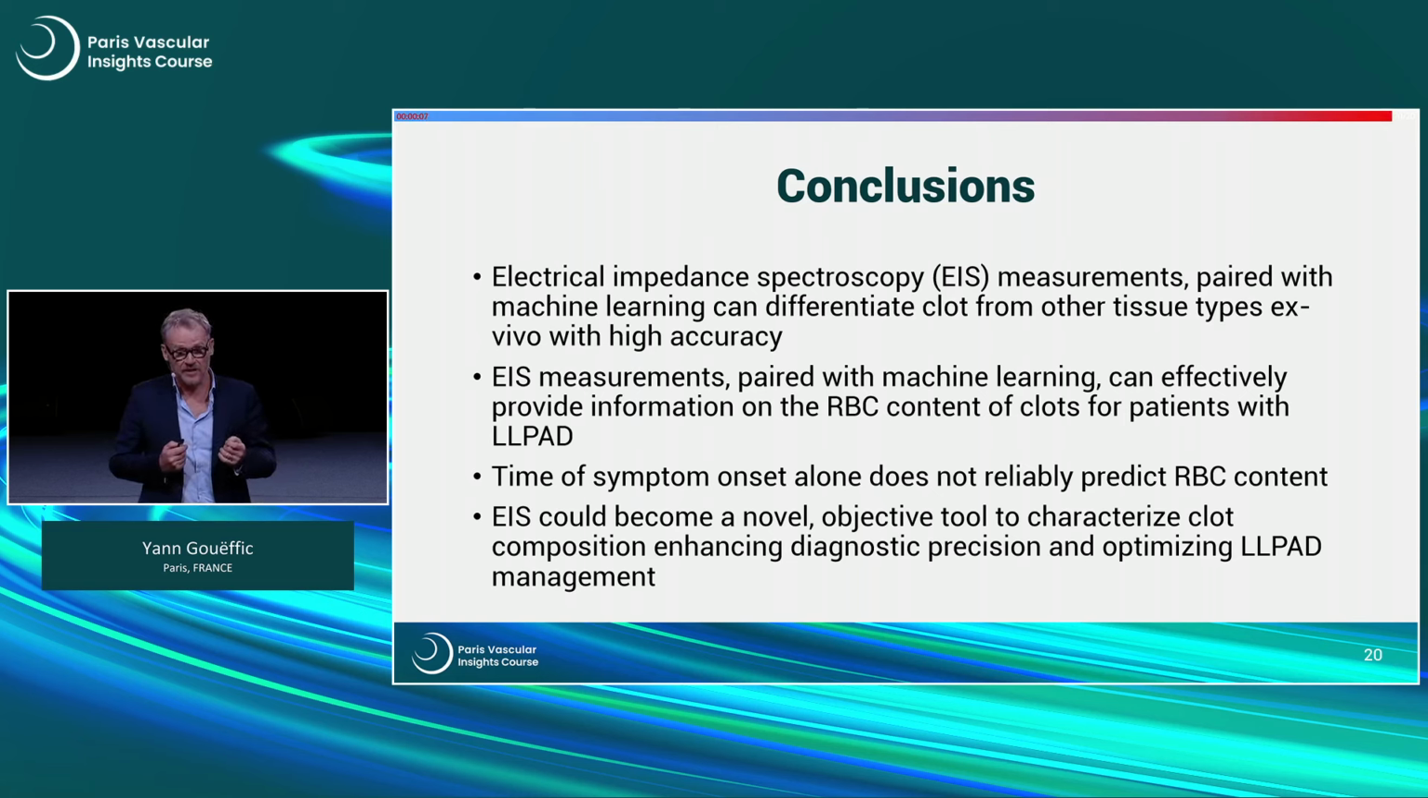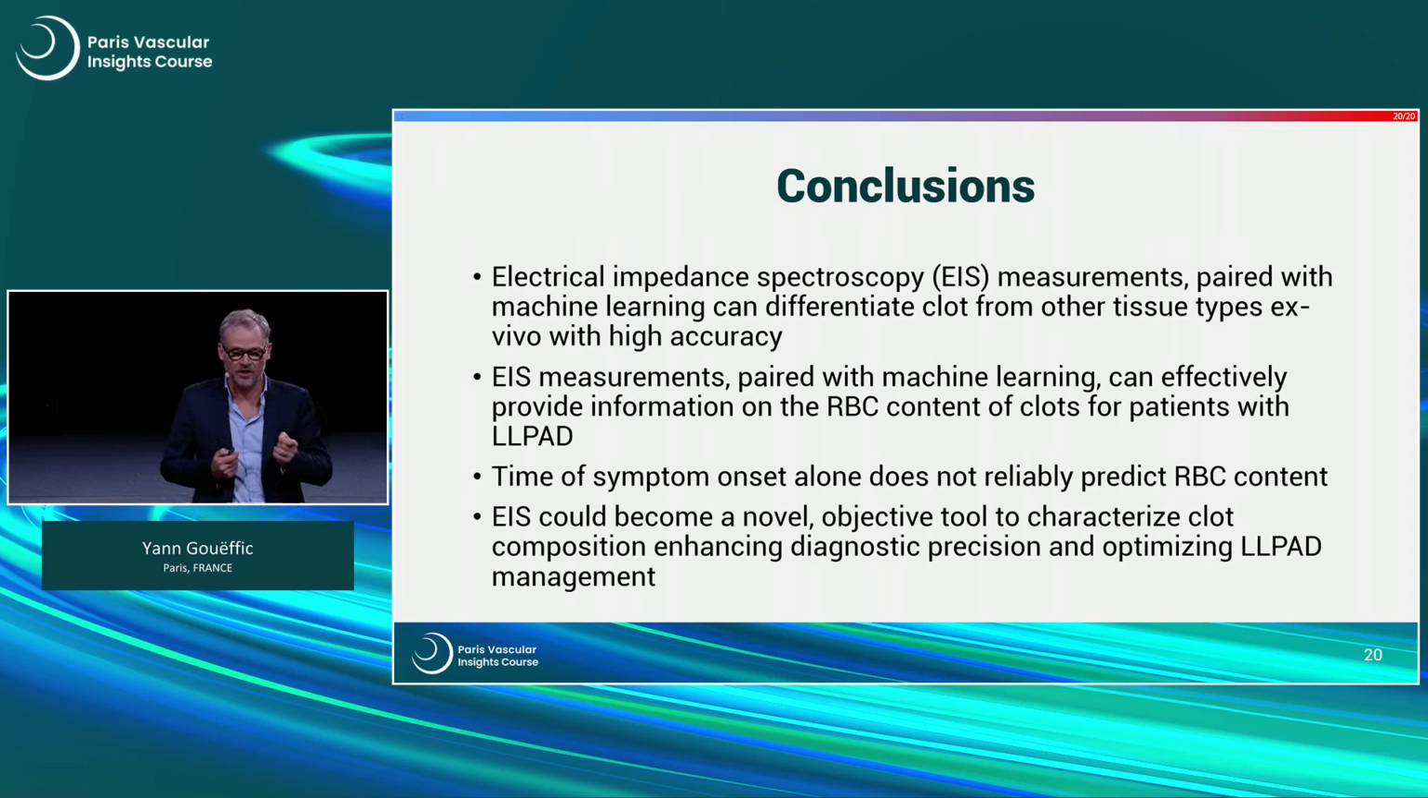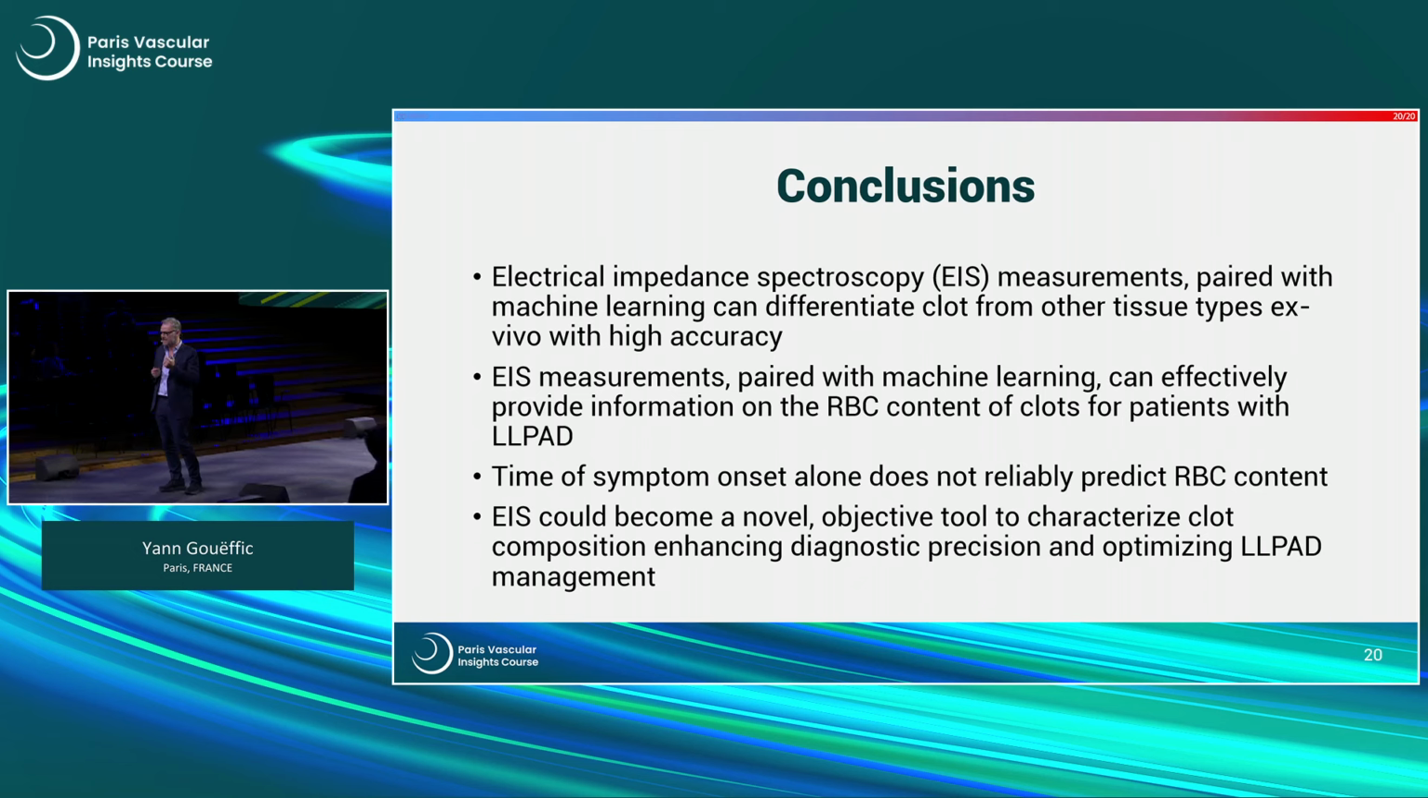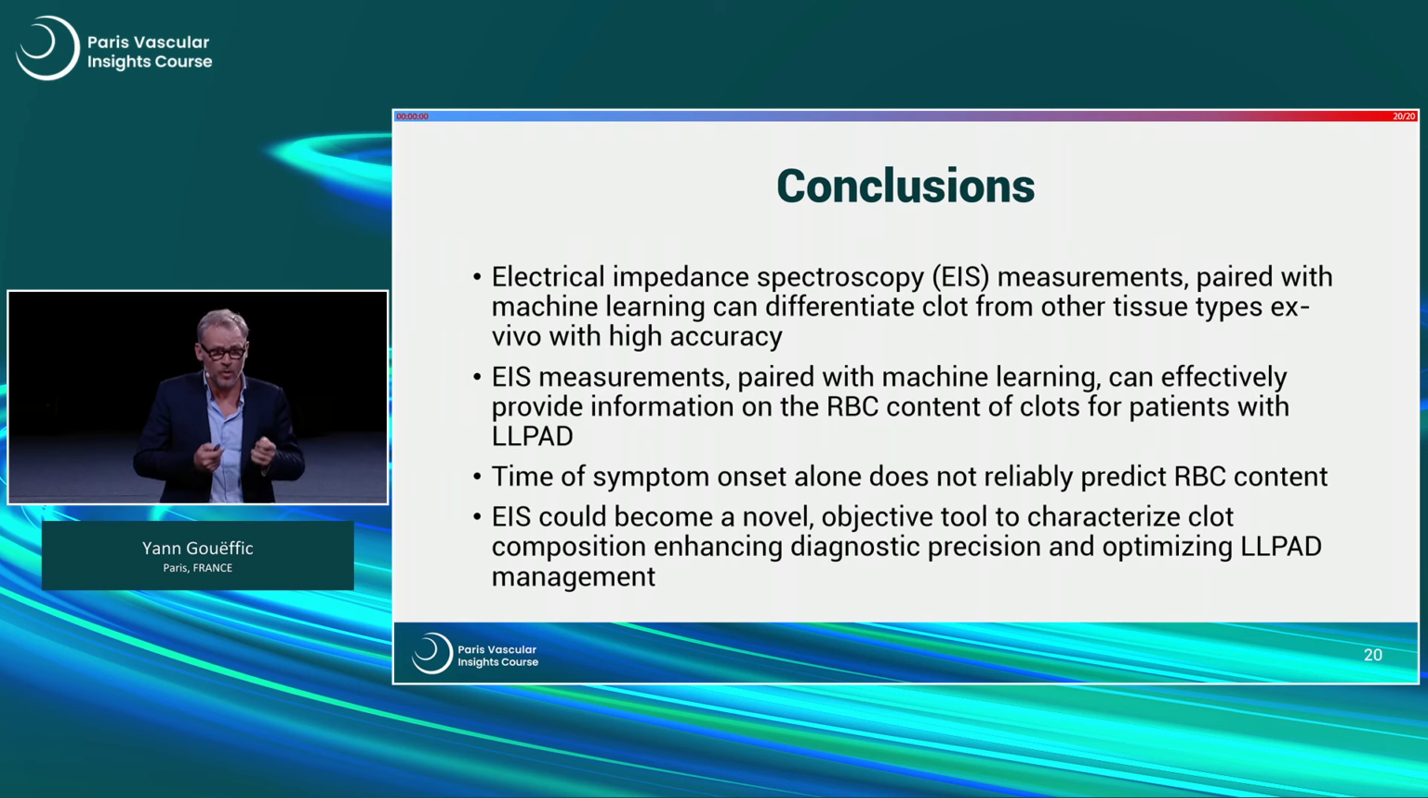Time from symptom onset alone does not reliably predict red blood cell content. And finally, impedance could become a novel objective tool to characterize clot composition, enhancing diagnostic precision and optimizing lower limb PAD treatment. And so the next step is to know if it could work in vivo, in humans.